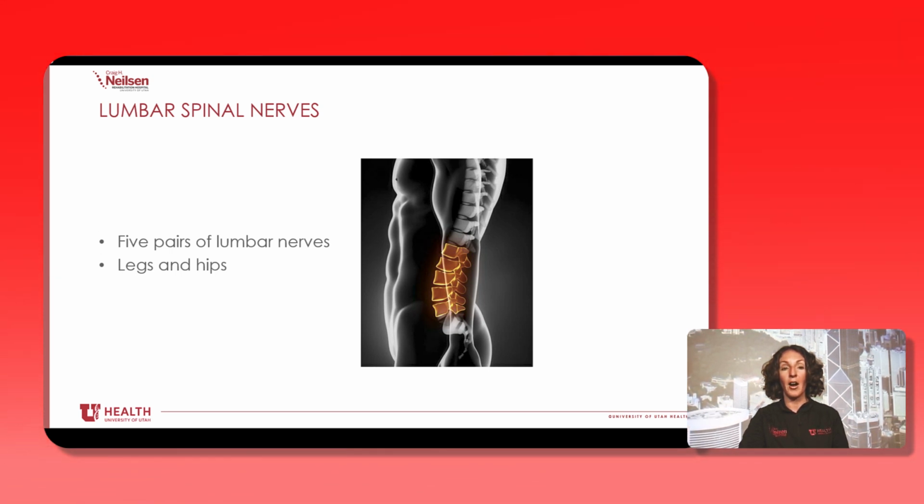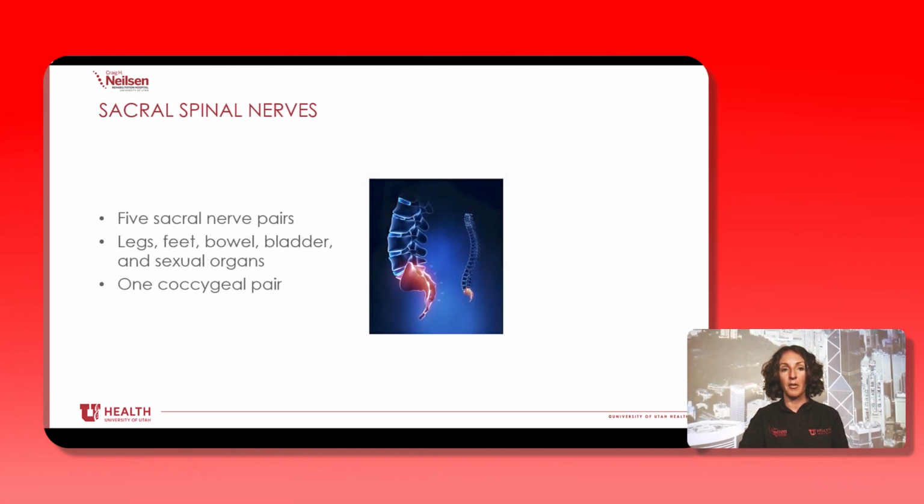Below that area are the lumbar spinal nerves, and they control legs and hips. And at the very bottom, we have the sacral spinal nerves, and they control not only legs and feet, but also bowel, bladder, and sexual organs.